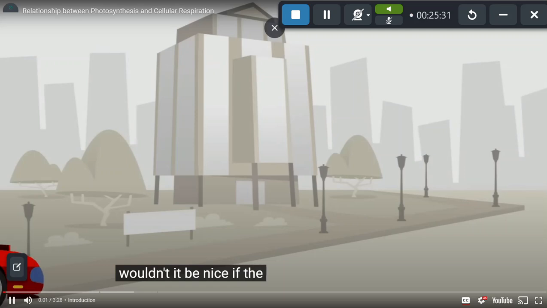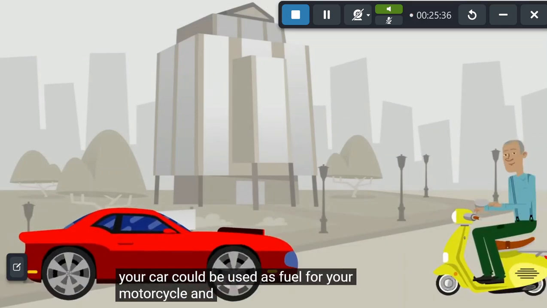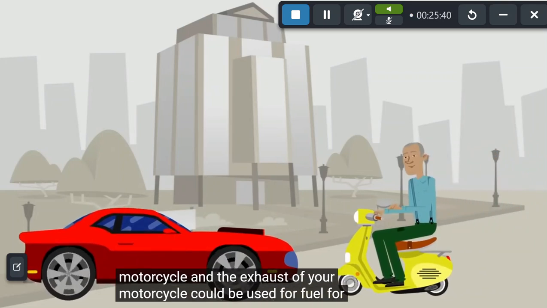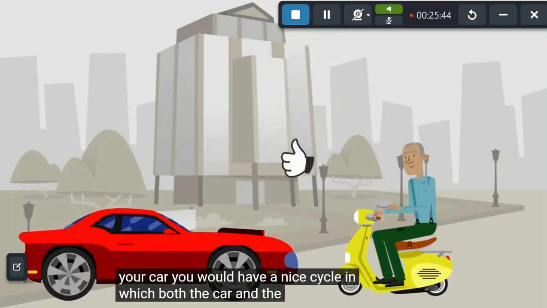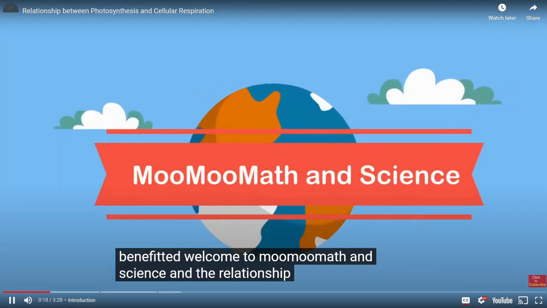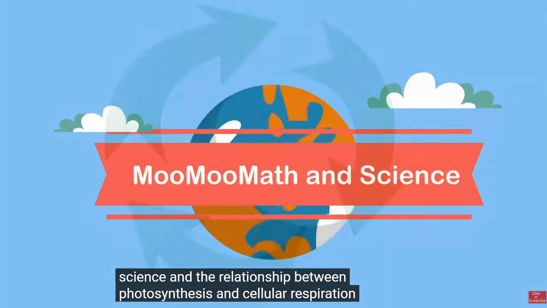Wouldn't it be nice if the exhaust of your car could be used as fuel for your motorcycle? And the exhaust of your motorcycle could be used for fuel for your car. You would have a nice cycle in which both the car and the motorcycle benefited. Welcome to Moo Moo Math and Science and the relationship between photosynthesis and cellular respiration.